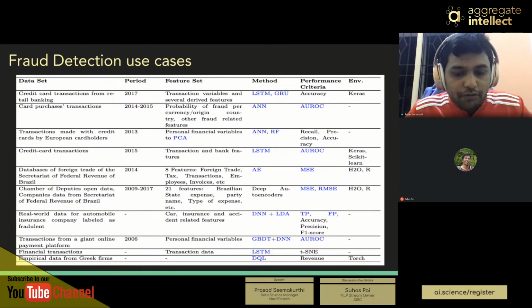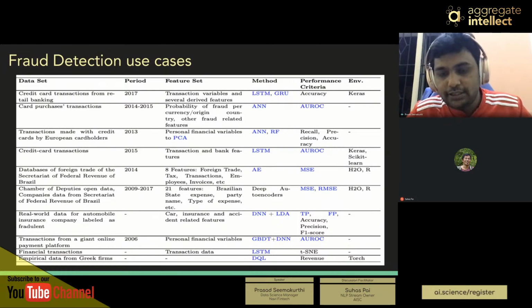There have been some use cases on real world data sets as well. For example, there is an author who has applied deep learning on real world data for automobile insurance. The feature set for that is insurance claims related to the car and accident related features. The method used is deep neural networks along with latent Dirichlet allocation. True positive rate, accuracy, precision, and F1 score are some of the metrics used as performance criteria.